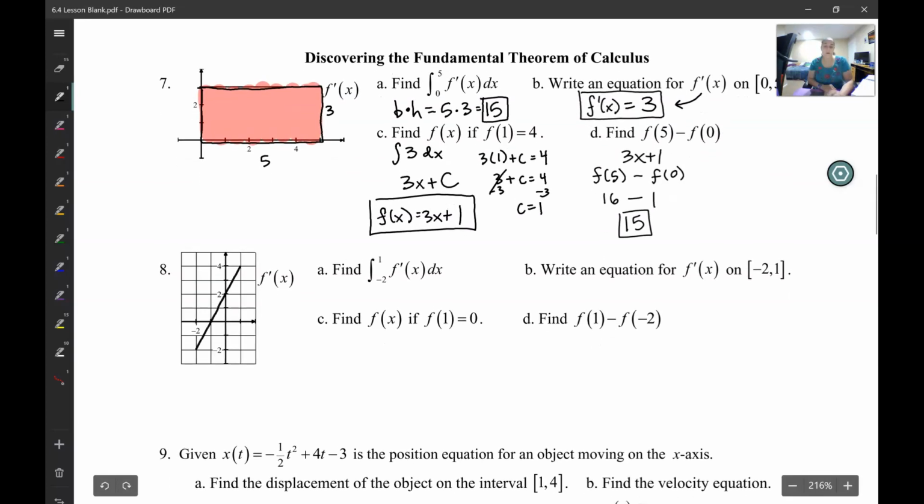Okay, now here's what I want you to do. I want you to go through this same process for number 8. Find the integral, write an equation for f prime. This should just be a y equals mx plus b equation for this line here. Find the indefinite integral using the rules we've learned so far, and then find c using this point. And then finally plug 1 in and negative 2 in and subtract them and see what you get. So I want you to pause, try all 4 of those steps on your own, and then we'll come back and see how you did.